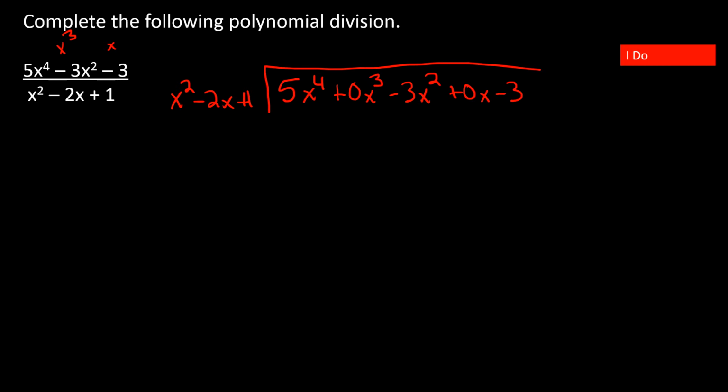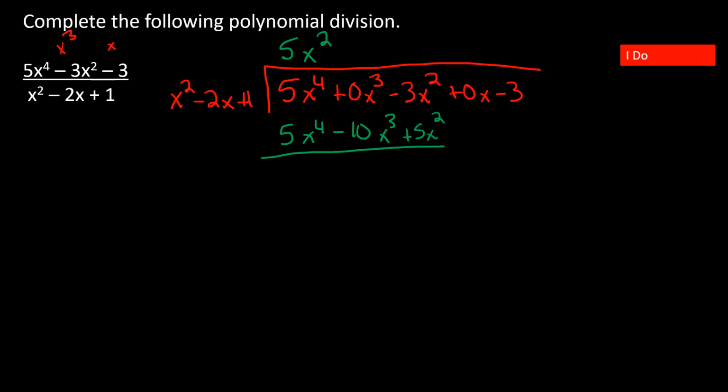Okay, so first things first, I want to come up with a factor times x squared that would give me 5x to the 4th. Well, that would be 5x squared, right? 5x squared times x squared would give me 5x to the 4th. Don't forget, we then take this and multiply it with negative 2x. We get negative 10x to the 3rd. And 5x squared times 1 would be 5, so it would be a plus 5x squared.